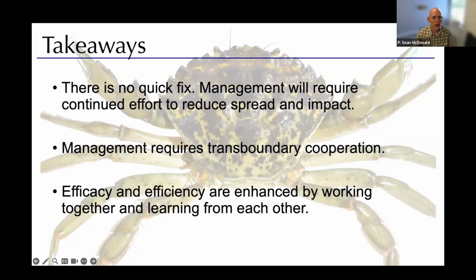Management definitely requires transboundary cooperation. Tom said something very zen earlier, that we need to look outward, not inward. I really appreciated that, but we really do need to recognize that green crab do not recognize our geopolitical boundaries. So transboundary cooperation is critical. And then finally, the efficacy and efficiency of our efforts is really enhanced by working together and learning from each other. And that's why I think it's so vital that we continue these conversations.